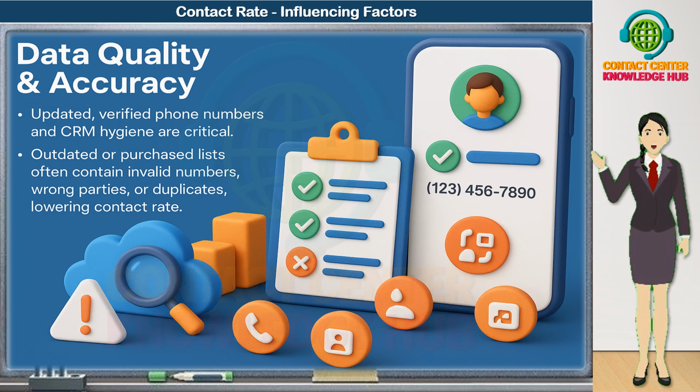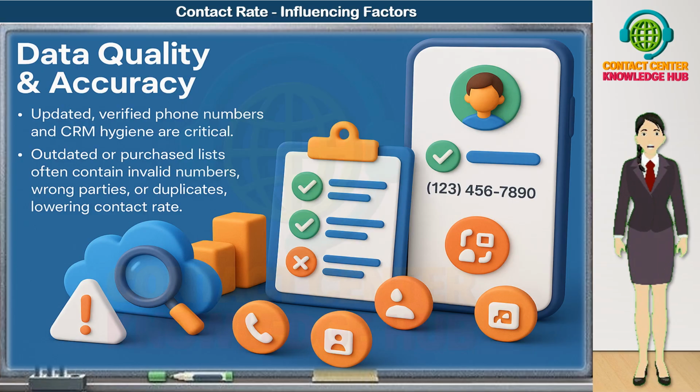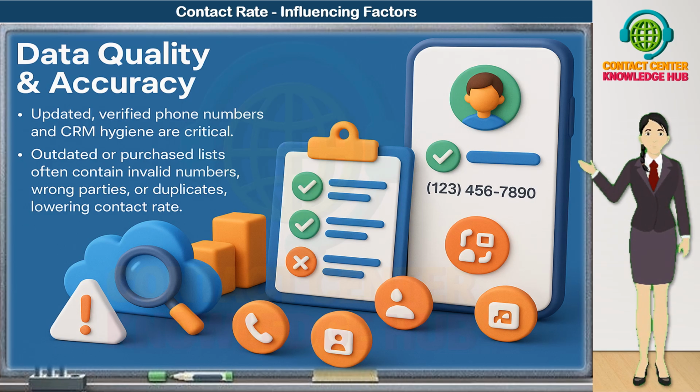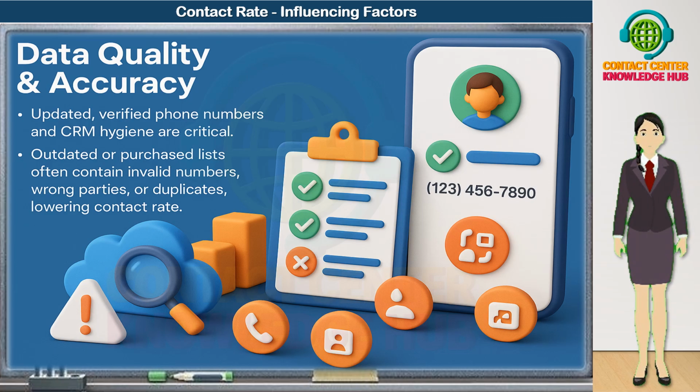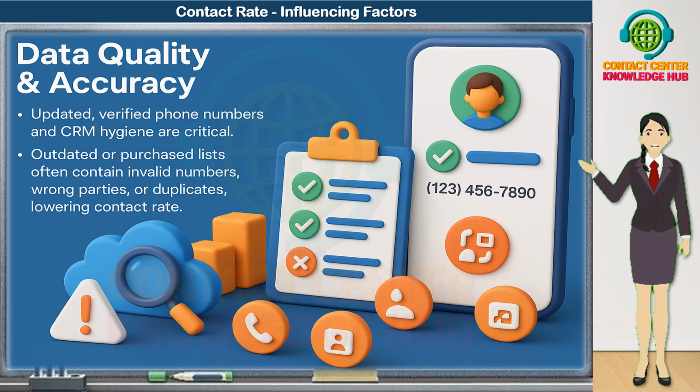When your contact lists contain verified, up-to-date phone numbers and your CRM is accurate, your chances of connecting with the right person rise dramatically. However, when data is outdated, incomplete, or purchased from unreliable sources, it often includes invalid numbers, duplicates, or wrong party contacts. This leads to wasted dialing attempts and reduced campaign efficiency.